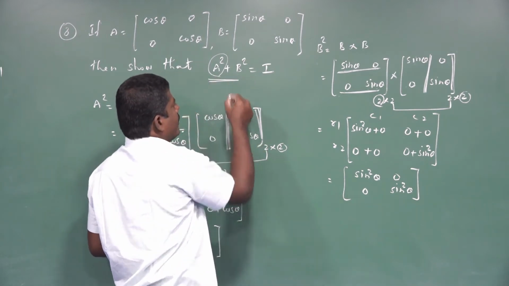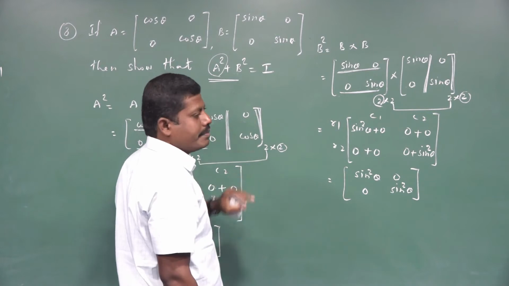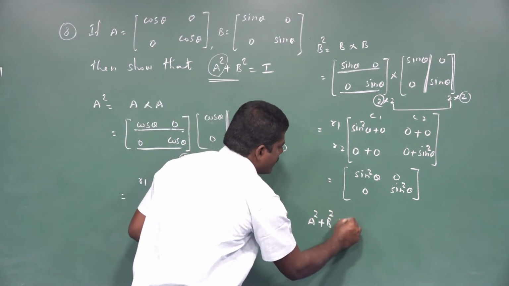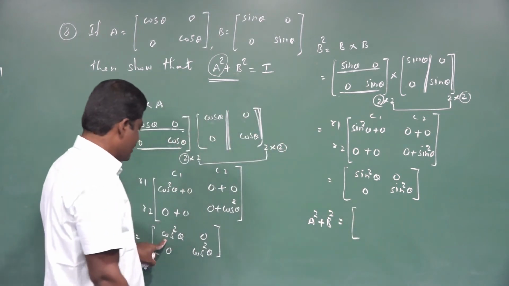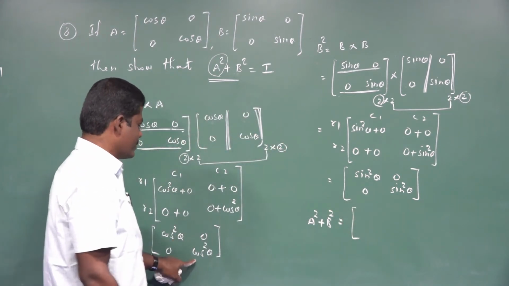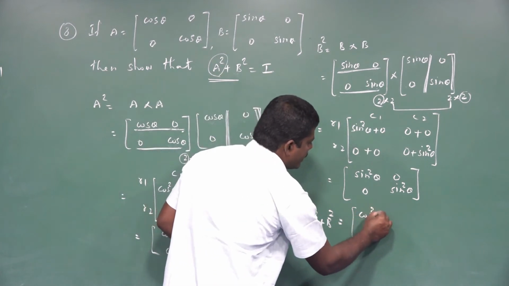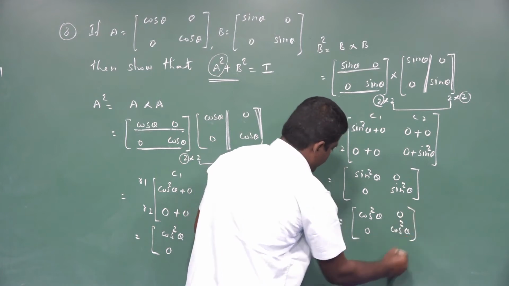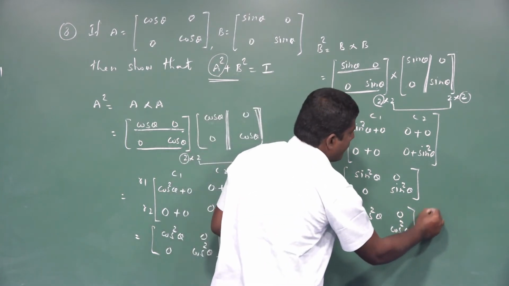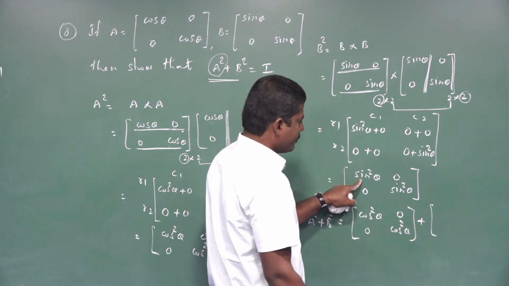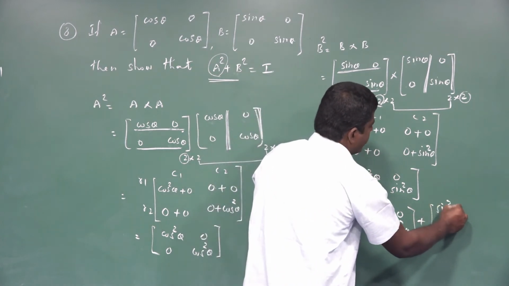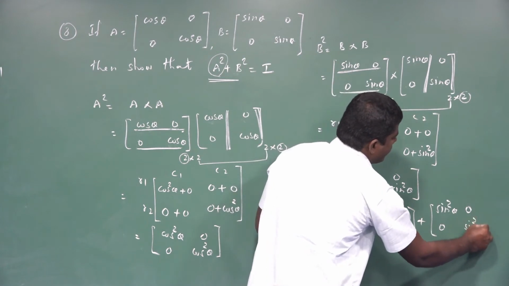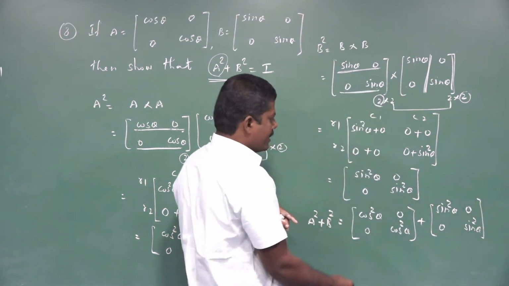Now you want to find A square plus B square is equal to I. So on our left side we want to find A square plus B square. Now A square plus B square is equal to the A square matrix [cos square theta, 0; 0, cos square theta] plus the B square matrix [sin square theta, 0; 0, sin square theta]. Understand?